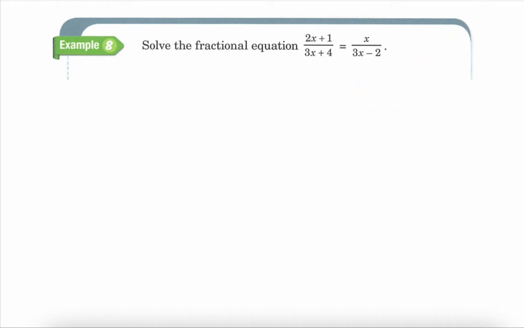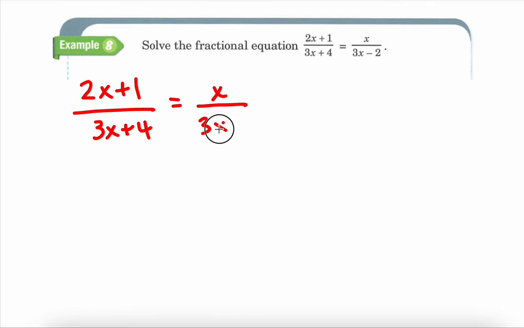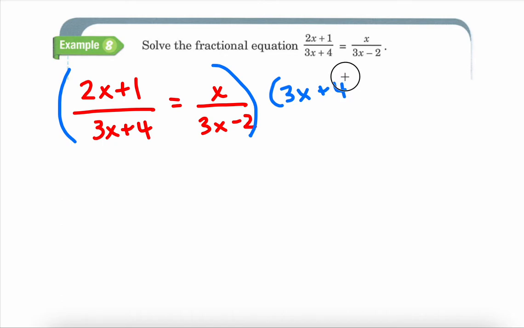Okay, so let's take a look. We have 2x plus 1 over 3x plus 4 equals x over 3x minus 2. We have two different denominators that we want to get rid of. So let's actually multiply the entire equation by both of them. We're going to multiply by 3x plus 4 times 3x minus 2, both of them together.